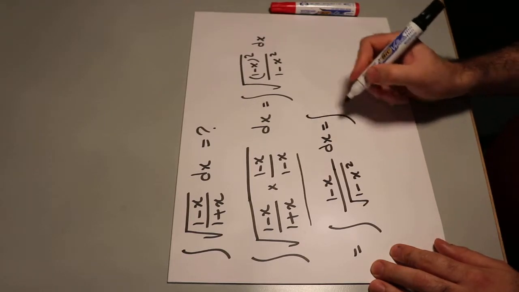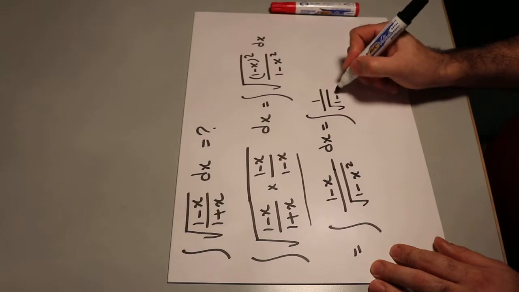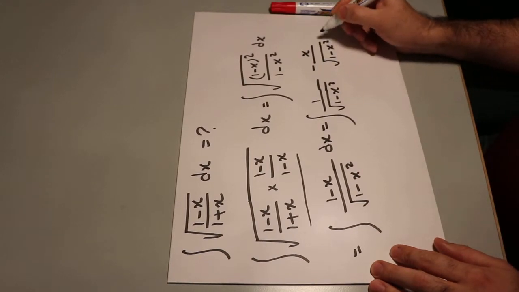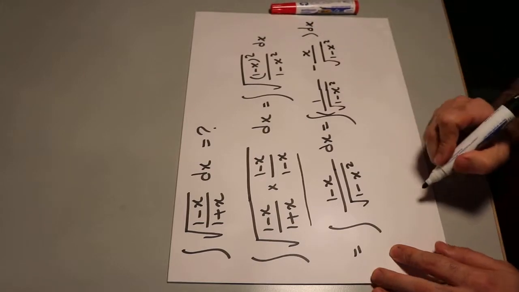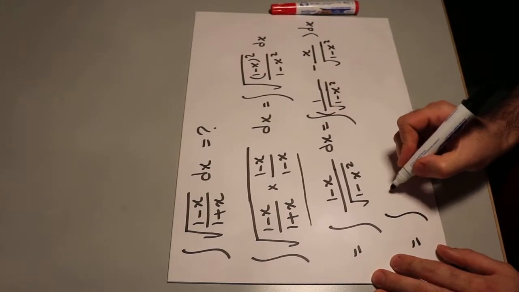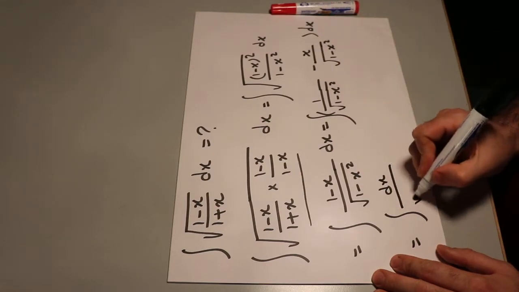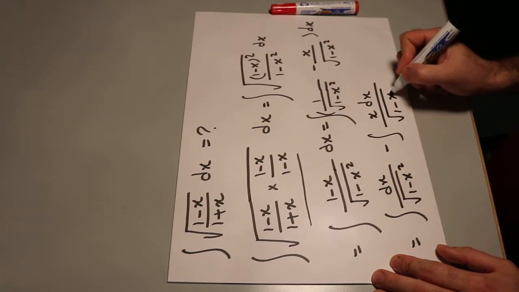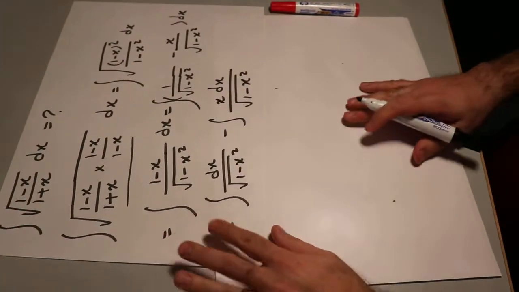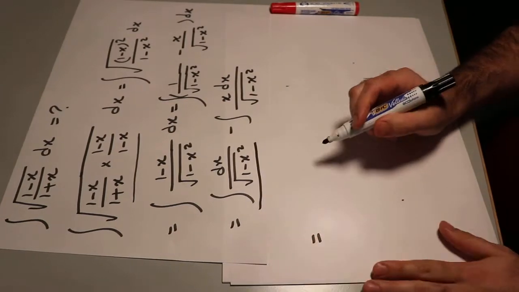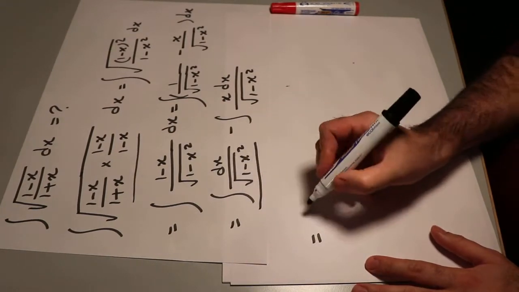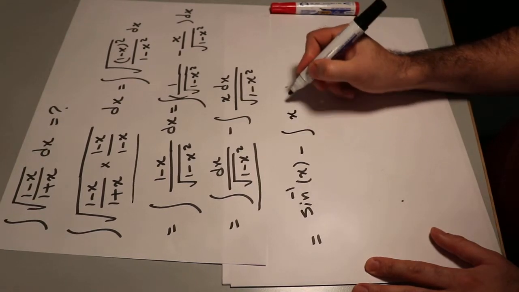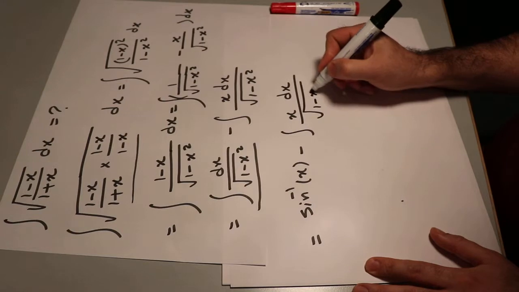Okay, and this you can write as the integral of 1 divided by the square root of 1 minus x squared, minus x divided by the square root of 1 minus x squared, dx. And this integral will be equal to the integral of dx divided by the square root of 1 minus x squared, minus the integral of x dx divided by the square root of 1 minus x squared. Okay, so the first part, from the table of integrals, you should know that this integral is equal to inverse sine of x, minus the integral of x dx divided by the square root of 1 minus x squared.